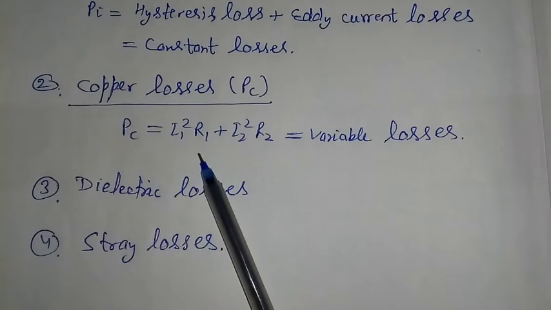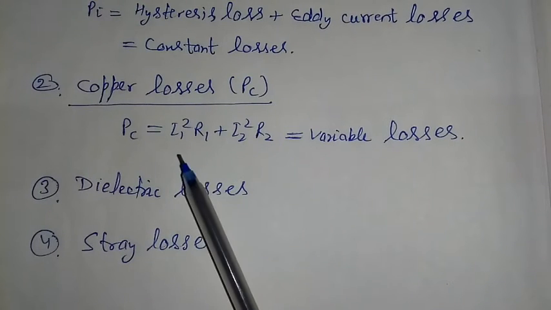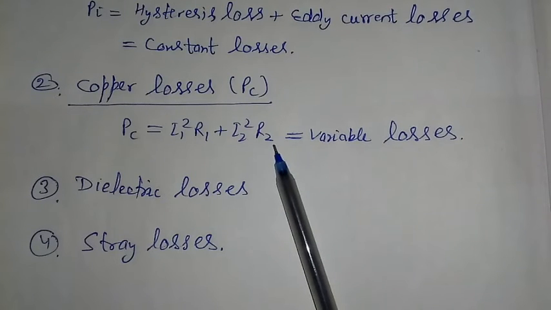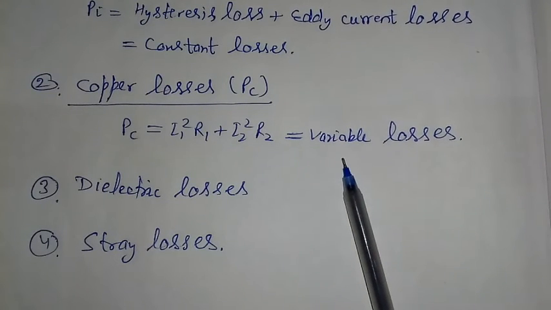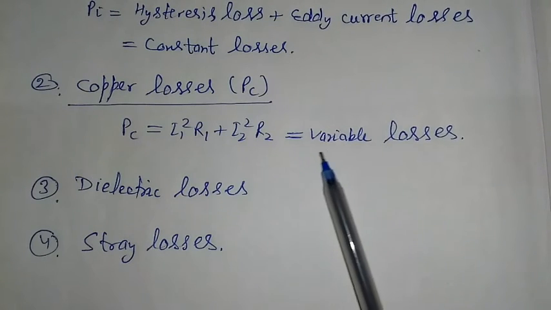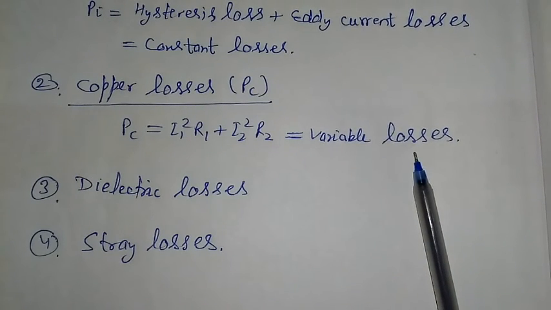So the total copper loss is the algebraic sum of the primary copper loss plus the secondary copper loss, and this loss is called the variable loss. Why? Because this loss occurs in the winding.